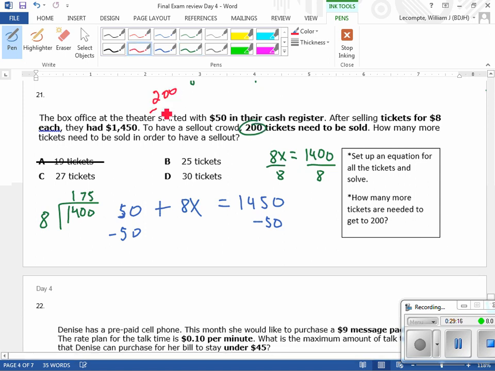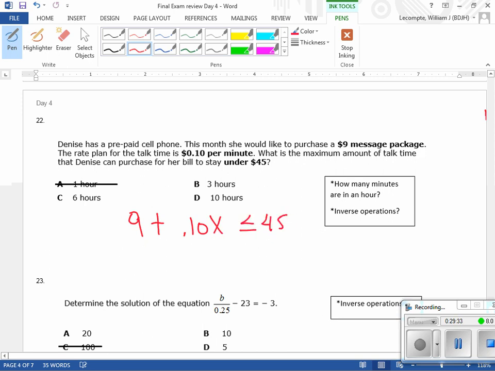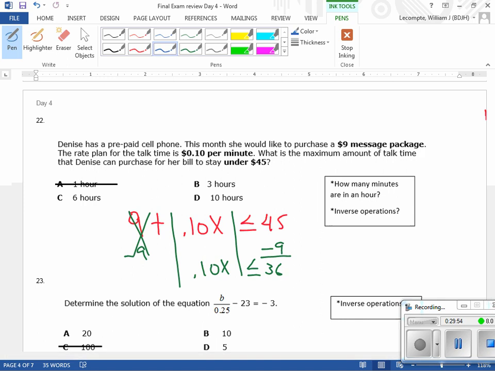Denise has a prepaid cell phone this month, right? She wants to buy a $9 plan at 10 cents per minute, and she wants to keep it under $45. Well, my first thing is to get rid of the 9, right? So that goes away. This goes down to 0.10x is less than or equal to 36. I'm going to divide both sides by 0.10, or 10 cents, and I get x is less than or equal to 360.